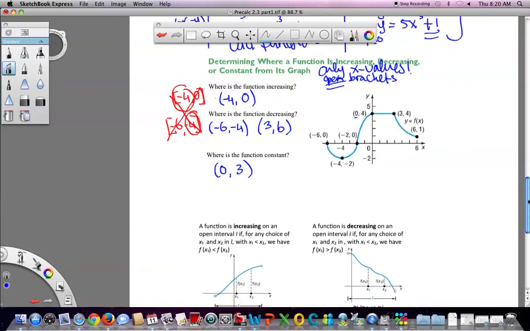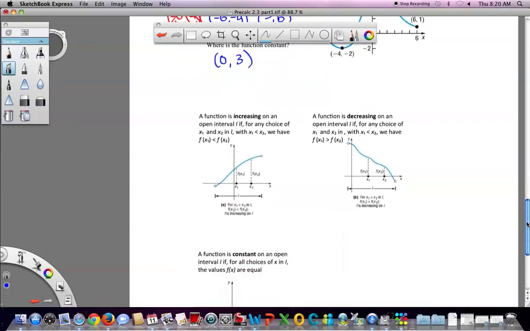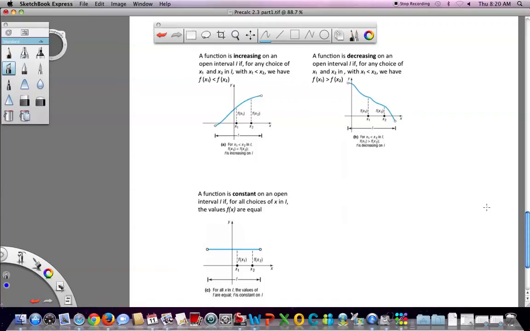So the formal definition for increasing, decreasing, and constant is below. Okay, so a function is increasing on an open interval I. Again, they're doing this with open intervals. For any choice of x1 and x2 in I, with x1 less than x2, we have f of x1 is less than f of x2. It just means the following. If you're looking at a graph, and you pick an x1 here, and then a bigger x2, this function is increasing if this y value, there's our y values, right, is less than that y value. And if that is true for every x1 and x2, every pairing you pick, as long as the first x is smaller than the second x.